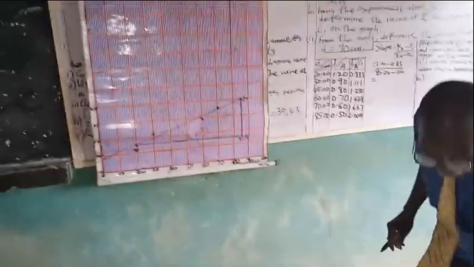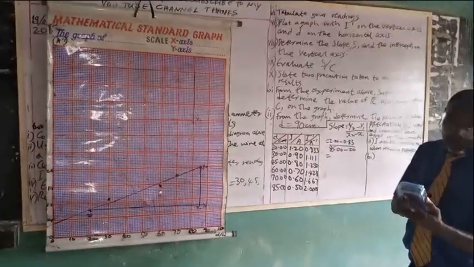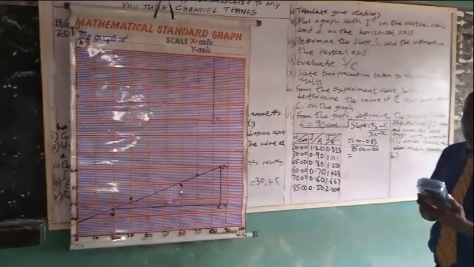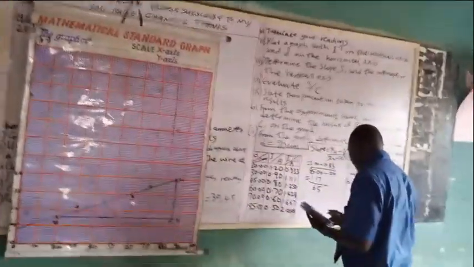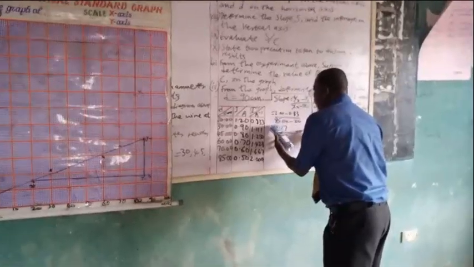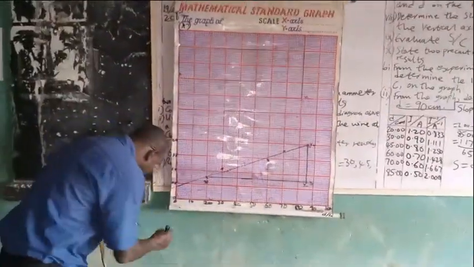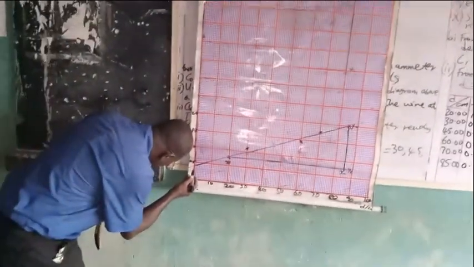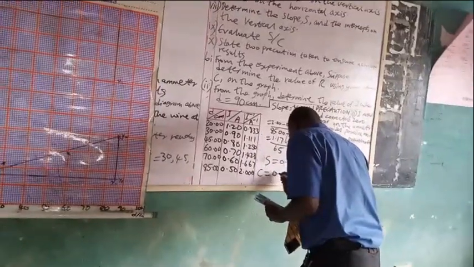This will give us 2 minus 0.83, which gives 1.17, divided by 65, is equal to 0.018. Slope is this. Intercept is 0.4.